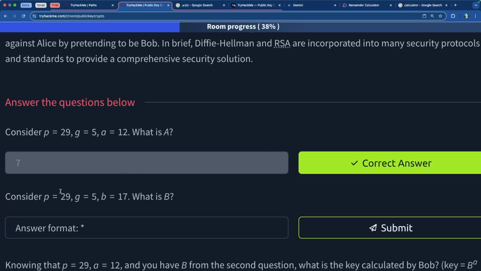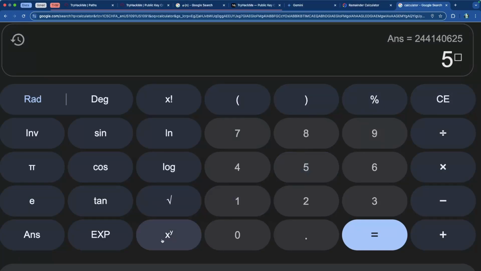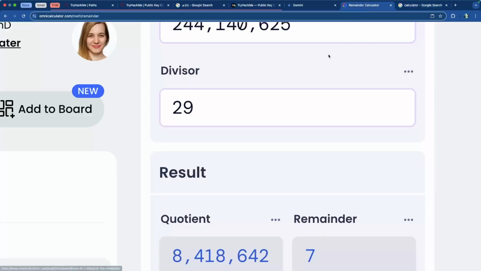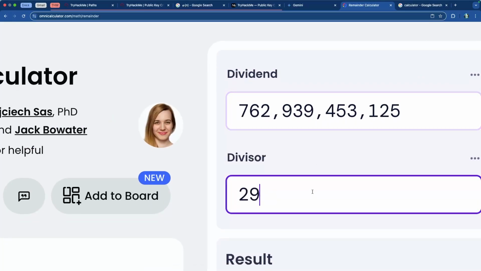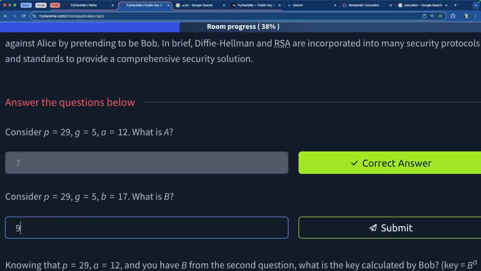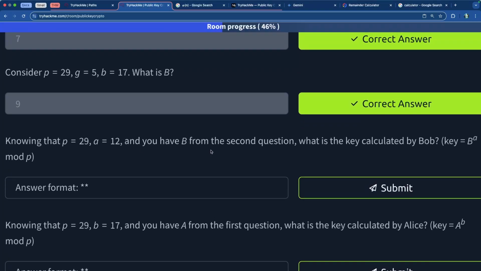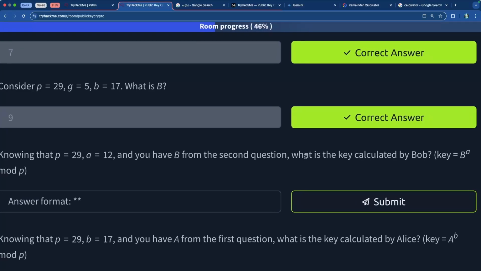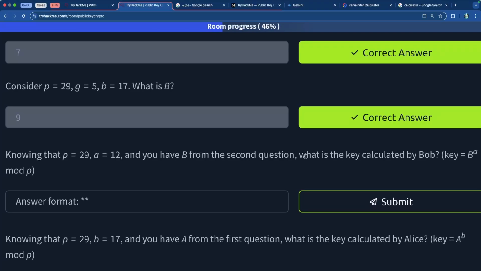So 5 to the power of 17, and then divided by 29 to get the remainder. We'll go over here and do 5 to the power of 17. It's going to give us this massive number. Copy that, go to the remainder calculator, and paste it in here. Same divisor, and the remainder is going to be 9. So let's go over here and see if that's right. That is indeed right. Okay, so knowing that P equals 29, A equals 12, and you have B from the second question, which is now 9, what is the key calculated by Bob, which is B to the power of A and then mod P.